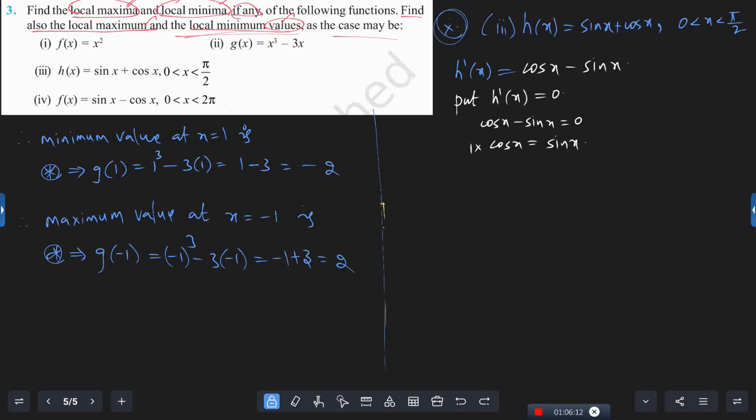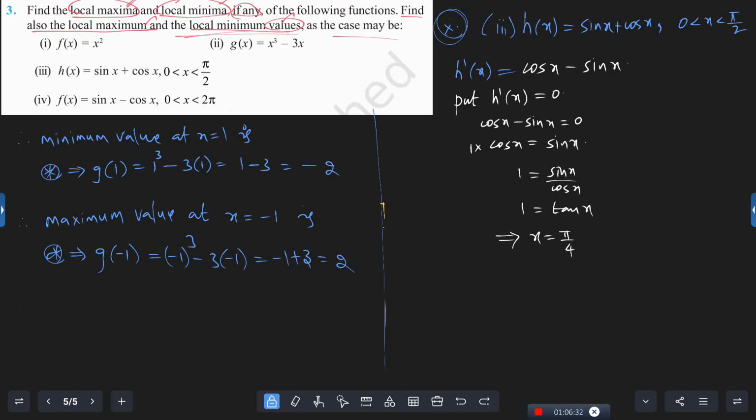Or else, send cos to the opposite side, there is a multiplication meaning. When you send cos opposite, sin x divided by cos x, sin by cos is tan. At what value of x will you get 1 for tan? Pi by 4. Is it okay? So therefore x is equal to pi by 4.